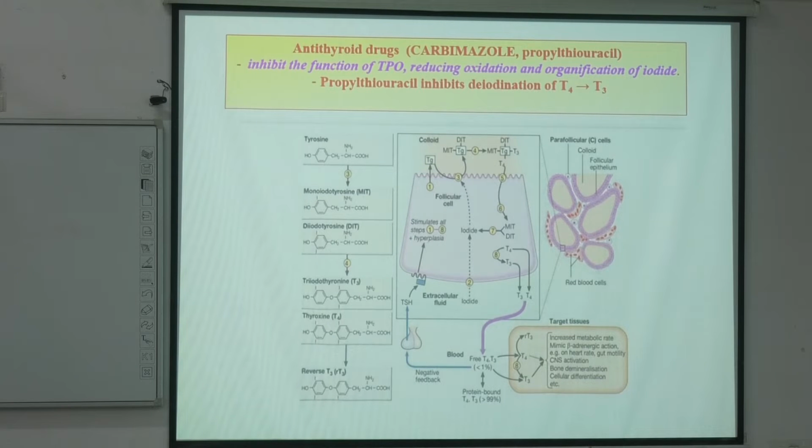So, anti-thyroid drugs which you will be using in clinical practice. Remember these two drugs. The name of the drug which you will be requiring for every hyperthyroid patient is carbimazole. The mechanism of action of carbimazole is to reduce thyroid hormone production, and it does this by inhibiting the function of the thyroid peroxidase enzyme. So, there will be reduced oxidation, and of course, reduced organification.